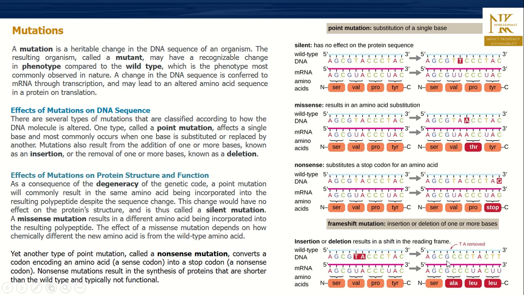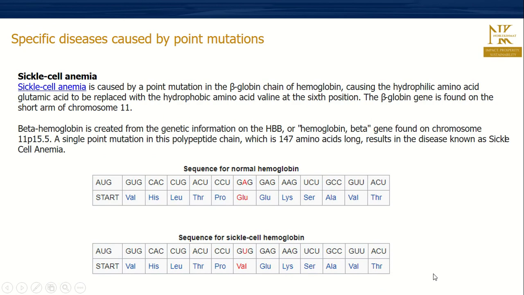Now we have the case of insertion and deletion. So here we have serine, valine, proline, threonine. When this TA is removed, it will shift the codons forward, and then we have a different interpretation, which is also necessary for us to understand.